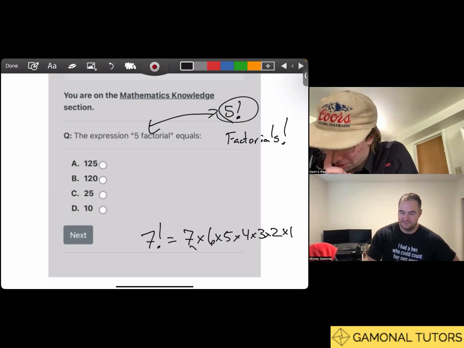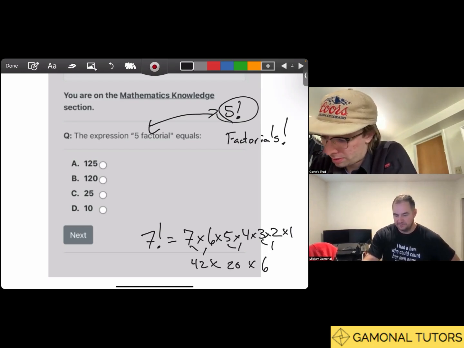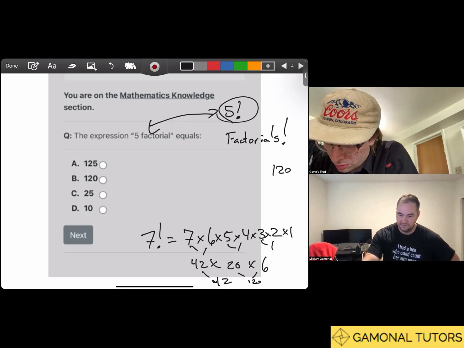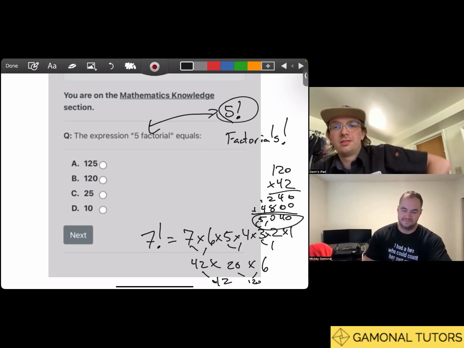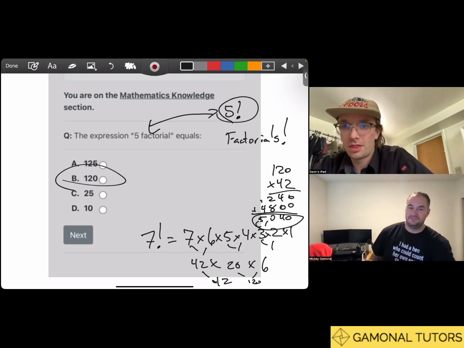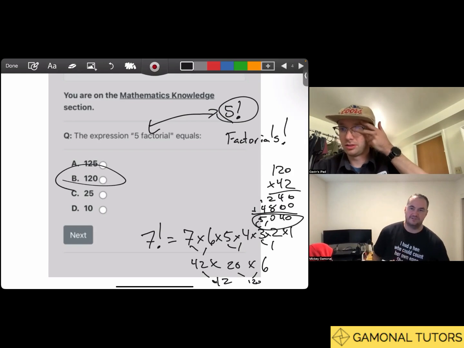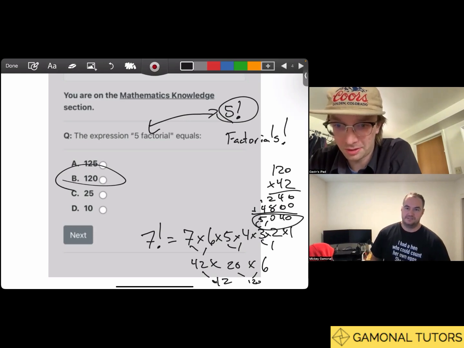Yeah. So 7 times 6, 42, 5 times 4, 20, 3 times 2, 6, and then just continue to multiply. 20 times 6 will do 120. 42 times 120. So the answer is 5,040 for 7 factorial. But what's the answer for 5 factorial? Okay. 120. That's exactly right. And so that's the only trick with these. If you see it, be like, yes, easy answer, because that's kind of how you want to feel. And that's how you want to feel on every single question. Okay. Yes, I know exactly what to do.